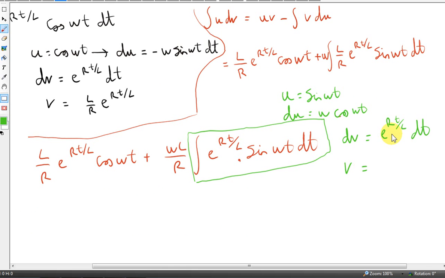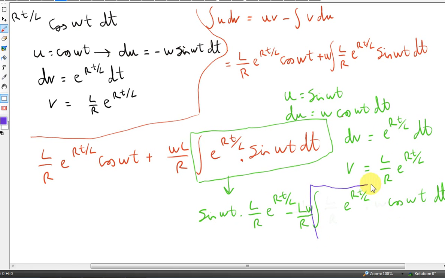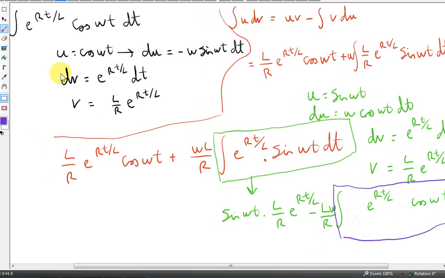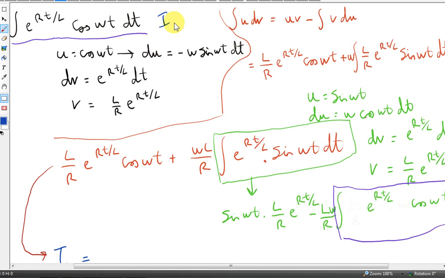So v is going to be just like before, L over R, e to the RT over L. So here's what we get: u times v, minus the integral of v times du. L over R times omega can come out, and we have a dt here. Now you can see that this integral here is the same as our original problem, this up here. So I'll just call our original problem I. So this integral is called I.